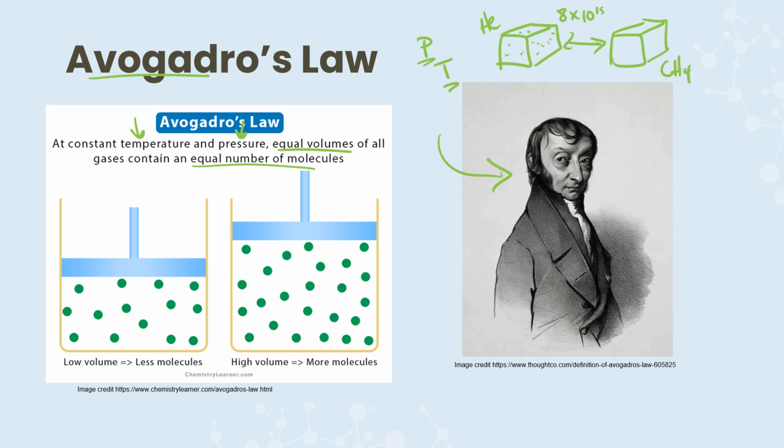If I have, again, same size, same volume, same pressure, same temperature, that means that I will also have 8 times 10 to the 15 molecules of methane. It doesn't matter that helium is quite a bit smaller than methane. It doesn't matter that this is a noble gas, it's atoms, and these are molecules. If we have equal volumes and equal temperatures and equal pressures, we're going to have equal numbers of molecules, the same moles of those gases. Now, if I add more moles of the gas, I'm going to have to increase my volume to make space for those more molecules. This is Avogadro's law.